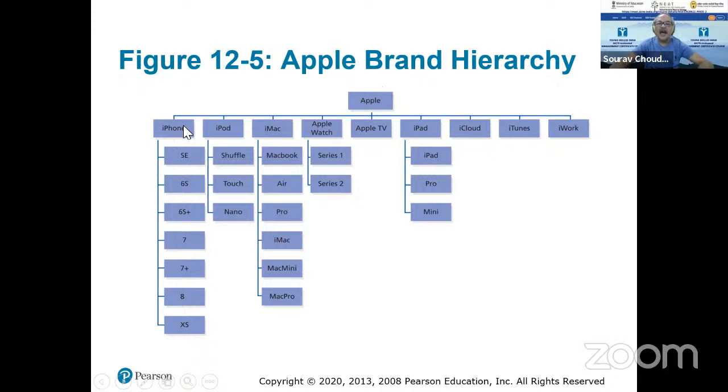Okay, and then iPhone has so many sub brands, from SE to XS, and each one of them. iPad has so many, iPad Pro, iPad mini. Apple Watch series 1, series 2. iMac, MacBook Air, Pro, Mac mini, Mac Pro, so many, correct. So this is the Apple brand. Apple is the main umbrella brand, then the brand extensions, or maybe sub brands. These are also sub brands of these sub brands. So this is the hierarchy of the brand. So this overall, iPhone to iWork, is the brand portfolio, and these are the sub brands.